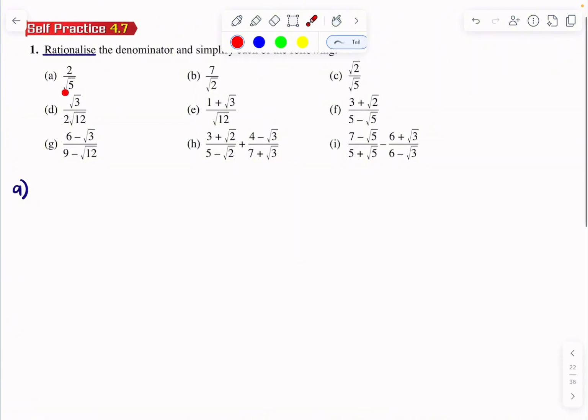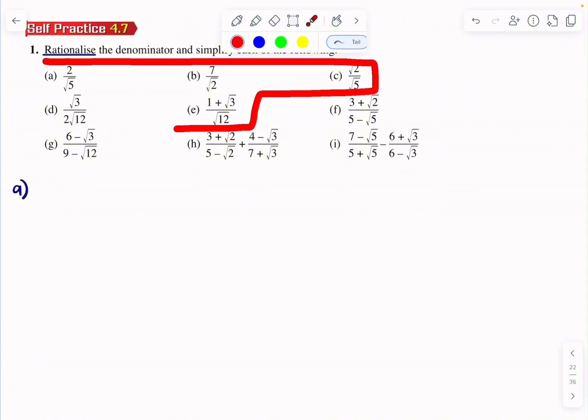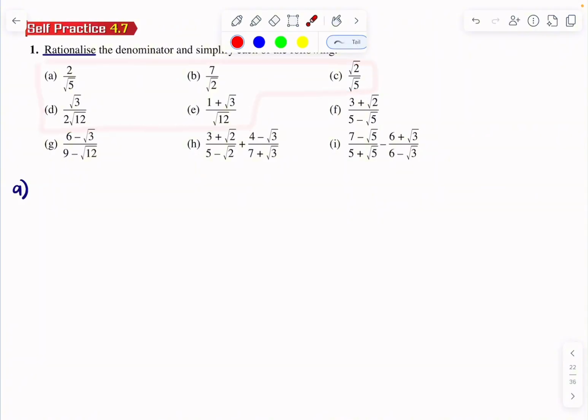So there are two types of rationalizing. One is if it's just one single term. One more is when they have two terms. So let's look at the single term first. The first 5 are all considered single term rationalizing.